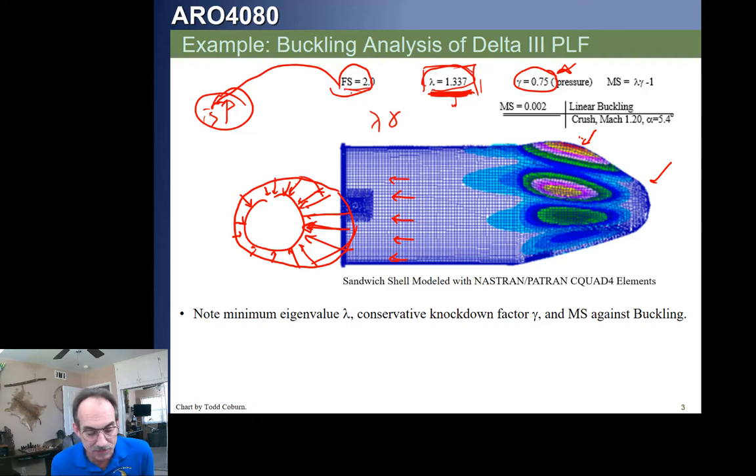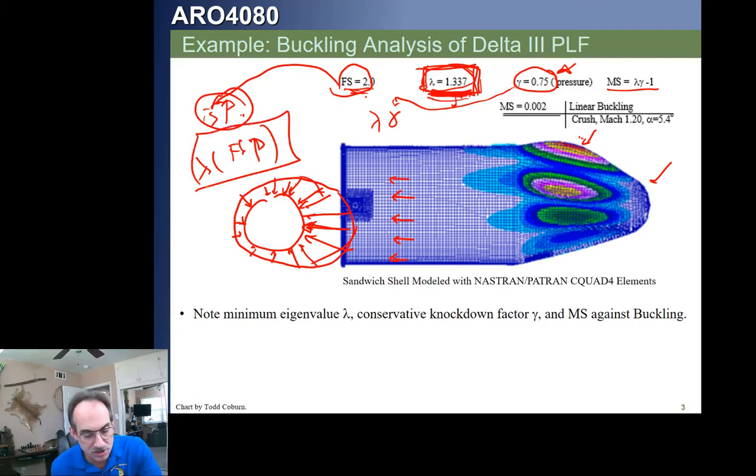Now, if we had not applied the factor of safety, then we would have had to adjust this eigenvalue for the factor of safety. But since I applied it to the forces on the model, the pressures and all that, the eigenvalue is the actual eigenvalue. We happen to use an additional conservative factor, this gamma, 0.75. That means we multiply this by this. Now, what the model is predicting is, if you apply 1.337 times the design loads, which in this case was the factor of safety times the pressure distribution, you will have zero margin of safety against buckling. That's what it implies. However, we're using this additional conservative factor, which means we're actually reducing this eigenvalue further.